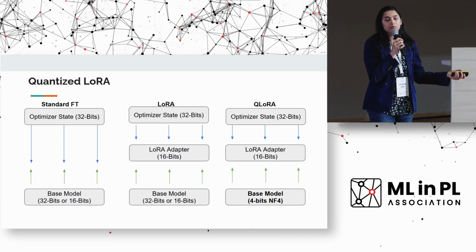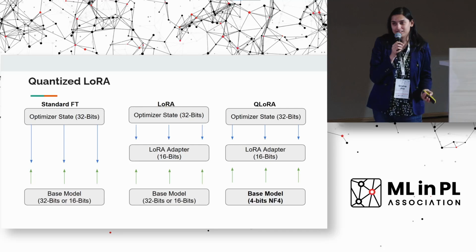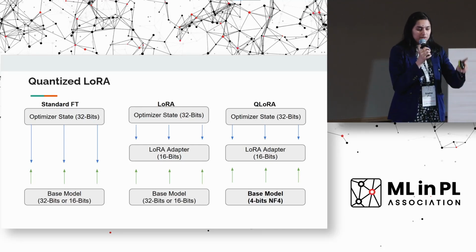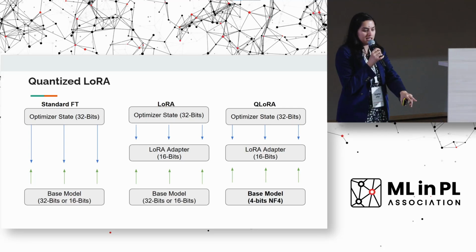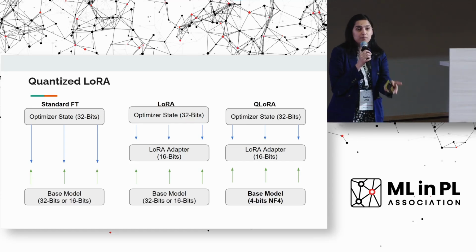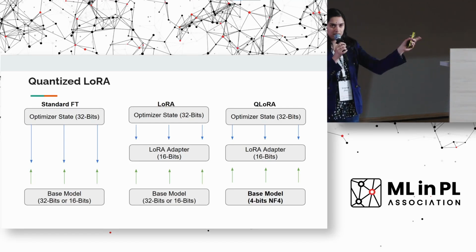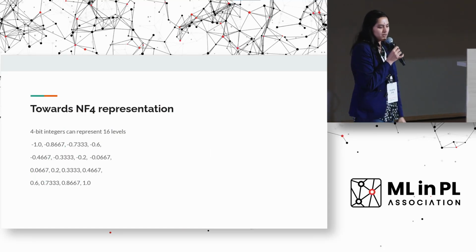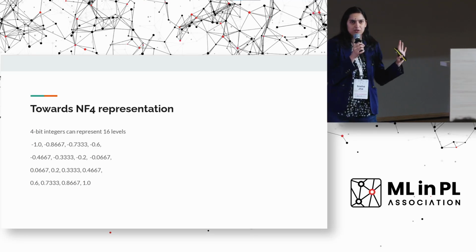So should we go from 8 to 4? This is a paper that came out this year, QLoRA. So now, instead of a full fine-tuning, you are not even keeping your base model at 32 or 16 bits. I'm going to quantize my base model to 4 bits now. What does that look like? Remember that quantization thing that I showed you? When you do it for integers, a very naive version looks like this. A 4-bit integer can represent 16 levels, right?